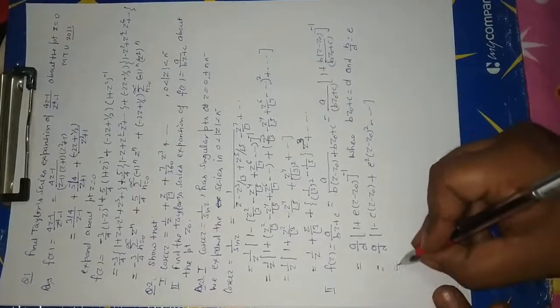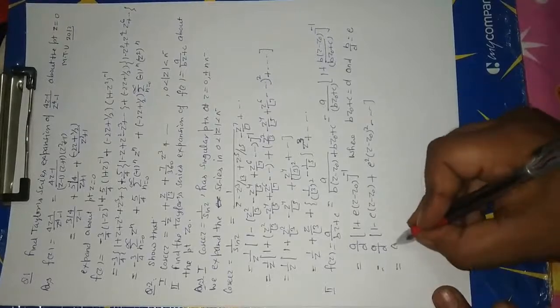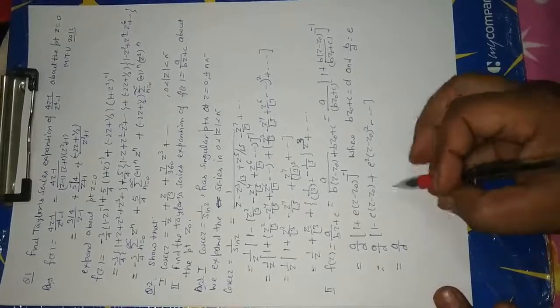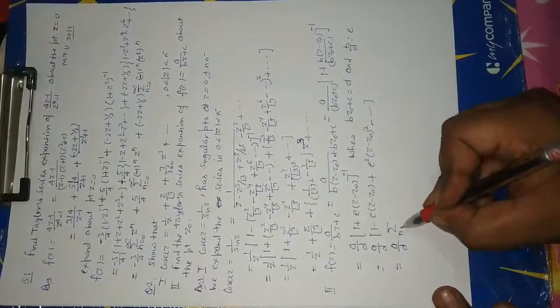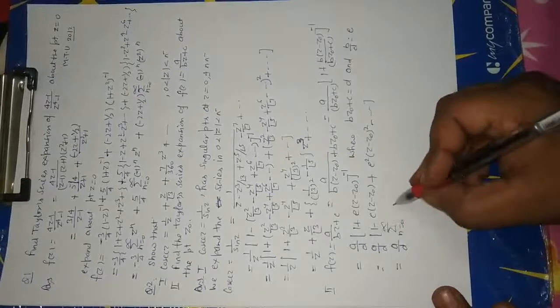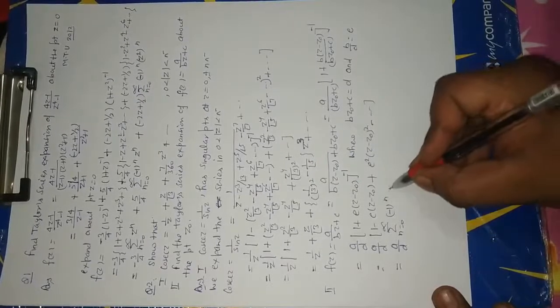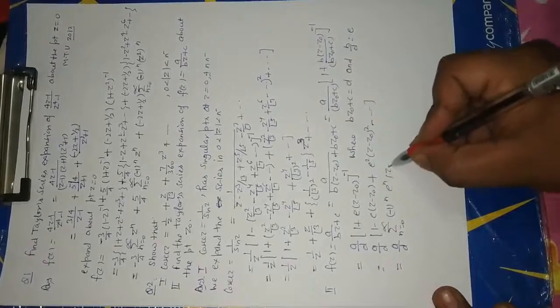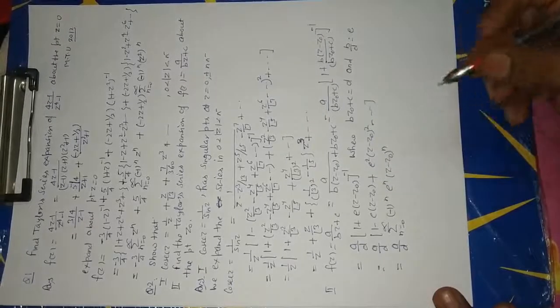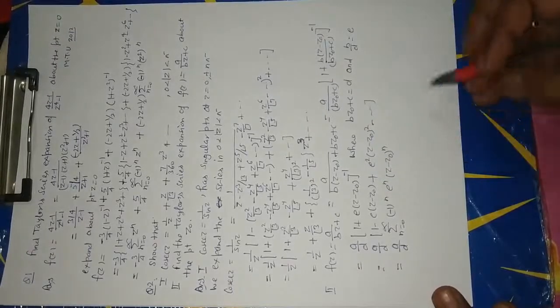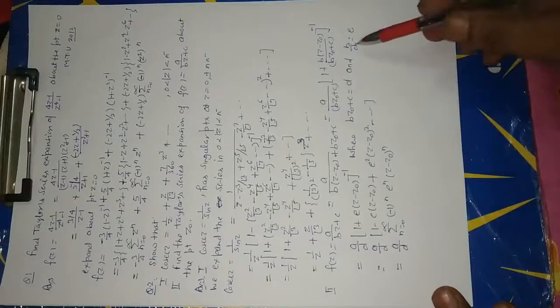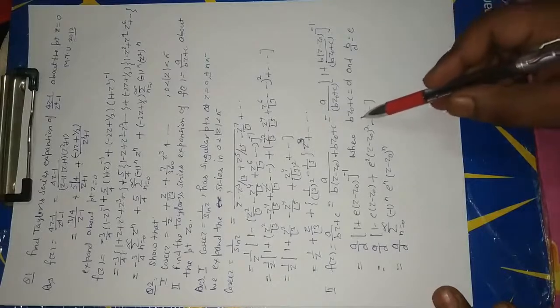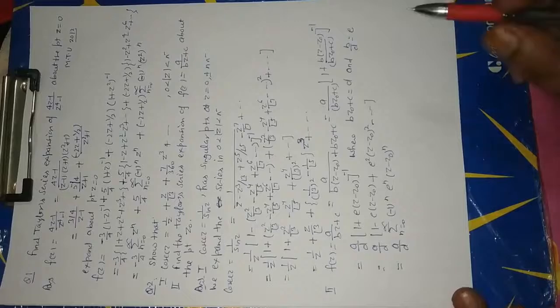Now a/d summation n = 0 to infinity (−1)^n e^n (z − z0)^n, where e equal to b/d and d is equal to bz0 + c. Okay.